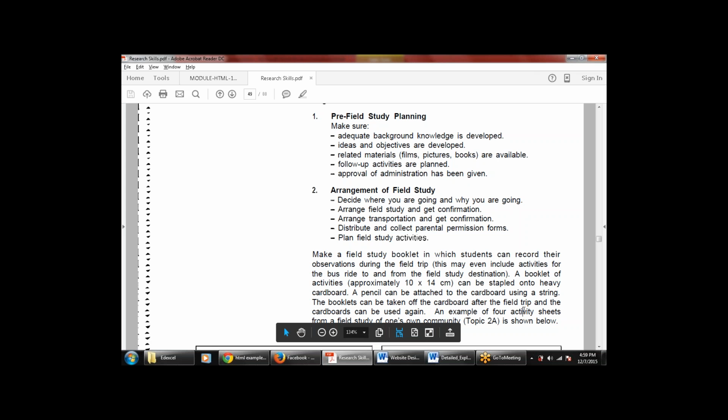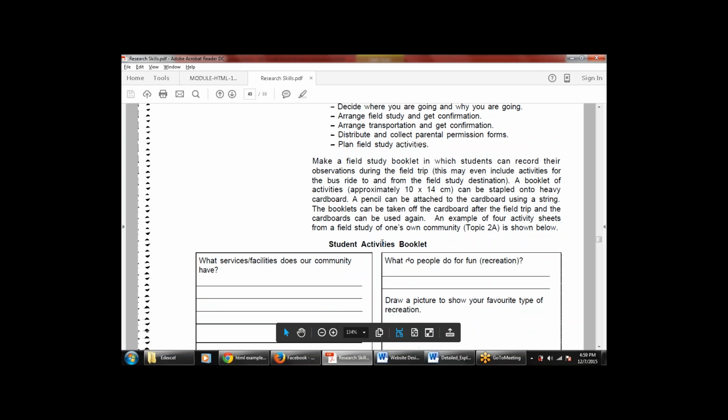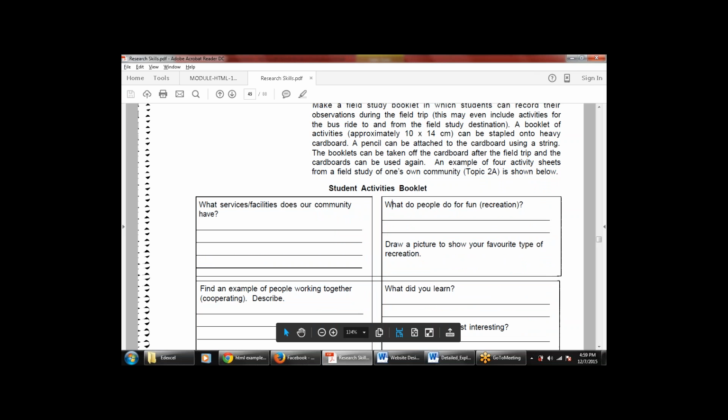An example of a field activity sheet used in this one. This is the student's activity booklet. Now, the first question is, what services and facilities does our community have? So, what are the various services and facilities our community has? That is the first question.